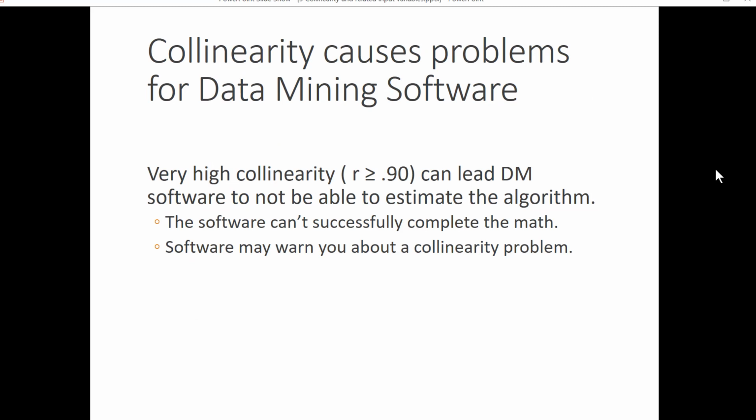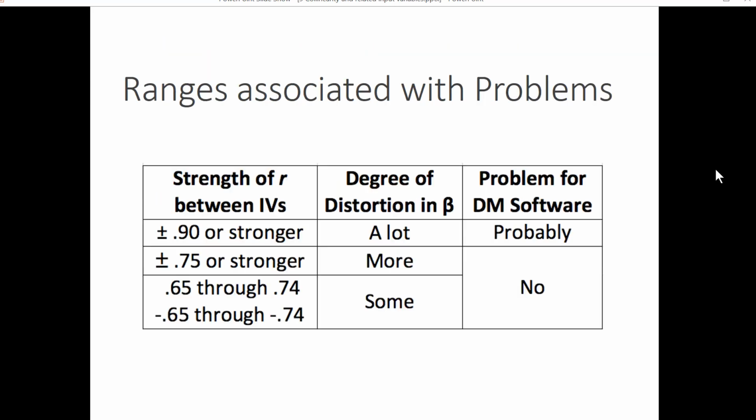Really high collinearity can lead the data mining software not to be able to estimate or complete when it's trying to calculate the algorithms. If you have a plus or minus 0.9 or stronger correlation, sometimes the software won't work, and you can also have more distortion in the beta coefficients for regression. If it's plus or minus 0.75 or stronger, you'll get some distortion. And if you've got 0.65 to 0.74, and again that's positive or negative, you'll get some distortion. But up here, you have more problems.